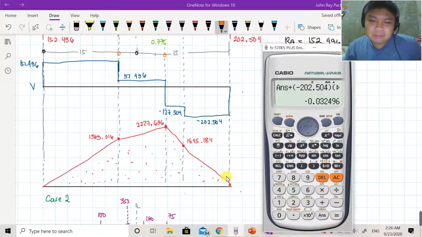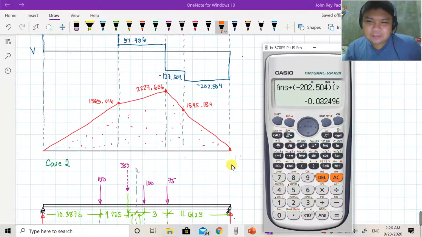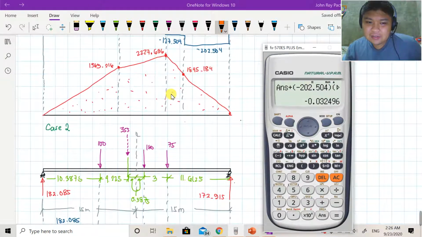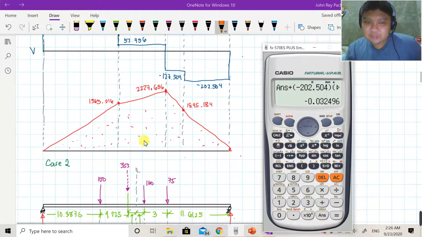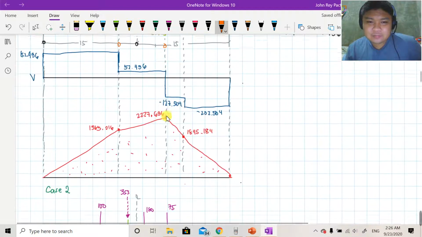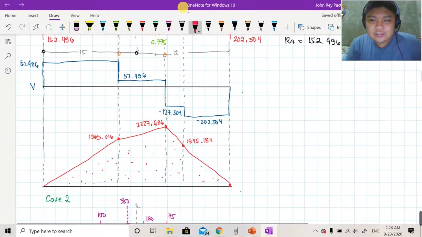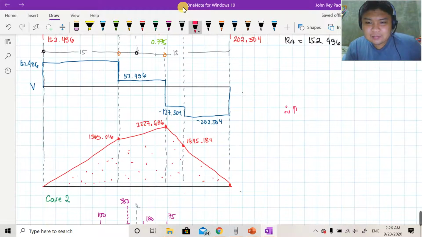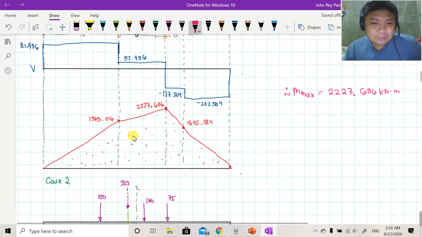Sir, shouldn't that be 0? Yes, it should be 0. However, considering the error, it is very small, class, considering the values that we obtained, right? Those are small values. So, therefore, we consider this, class, as a minor error. So, the moment diagram is correct. So, therefore, based on this, class, we consider that our Mmax is equal to 2,227.696 kilonewton meter. There it is. So, we have an Mmax.